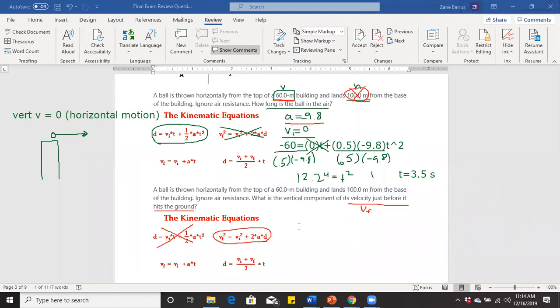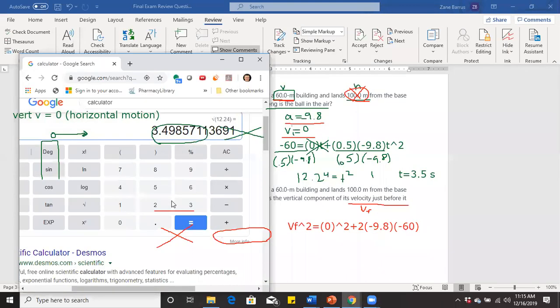Okay, so I'm going to plug what I know in. VF squared, which I don't know, is going to be equal to VI squared, which is just 0 squared, plus 2 times our acceleration of negative 9.8, times our distance traveled, which is negative 60 since the ball was falling downward. Let's go ahead and whip the calculator out. 0 squared is just 0. And then I've got 2 times negative 9.8 times negative 60.